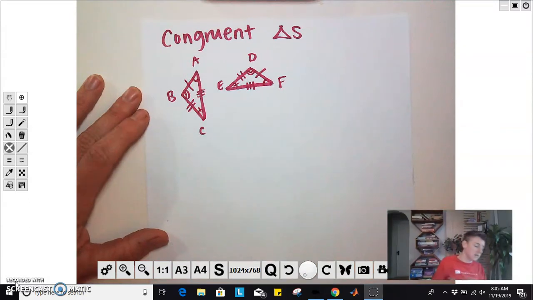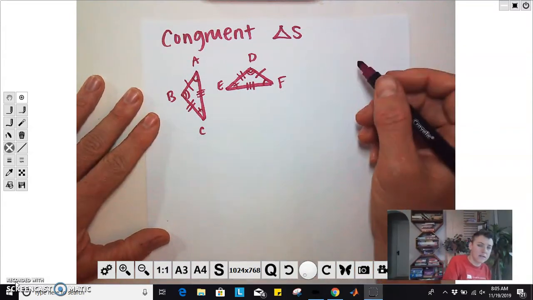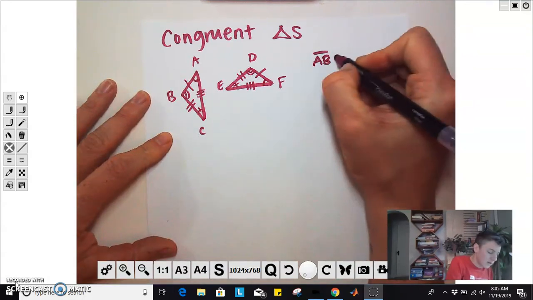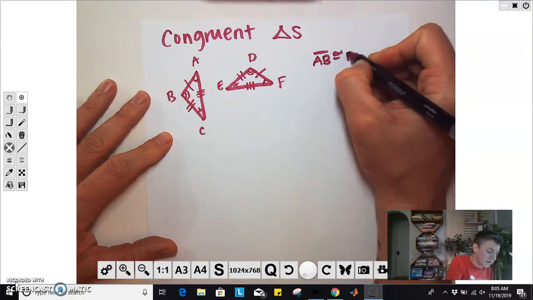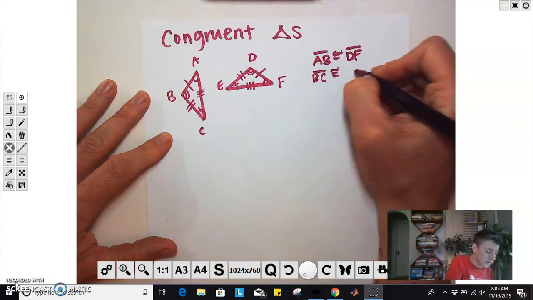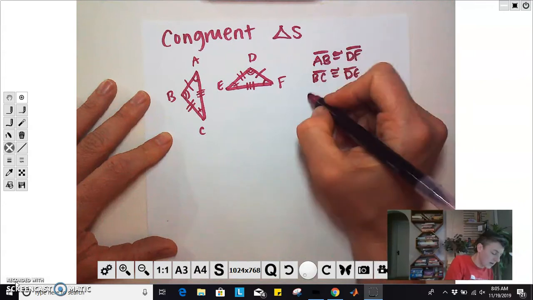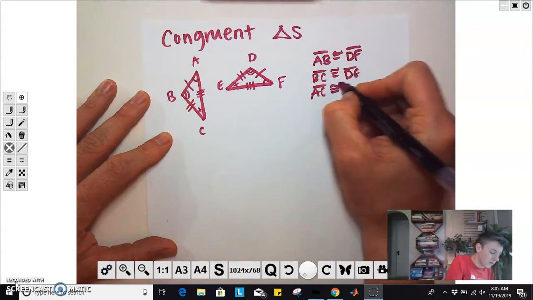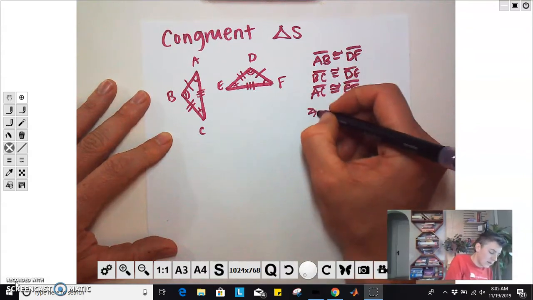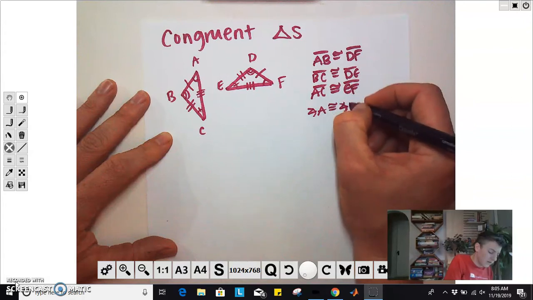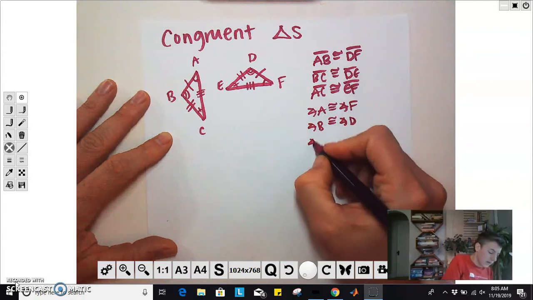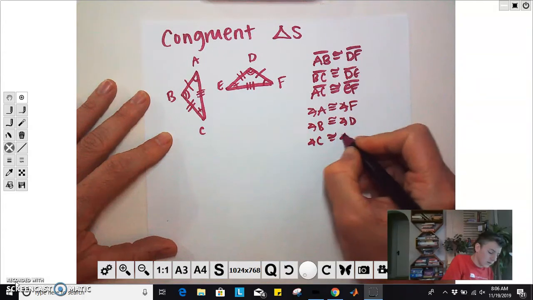So our congruent statement here says, actually I want to write out what we just said about all those sides. We had AB congruent to DF. We had BC congruent to DE. We had AC congruent to EF. Awesome. And then we had angle A congruent to angle F. We had angle B congruent to angle D. And we had angle C congruent to angle E.